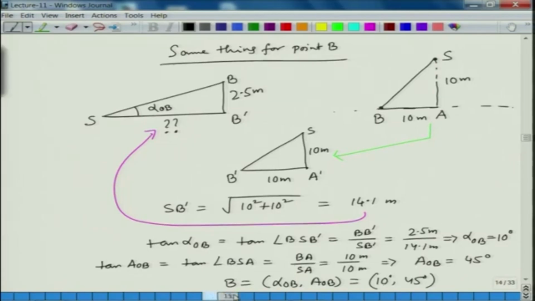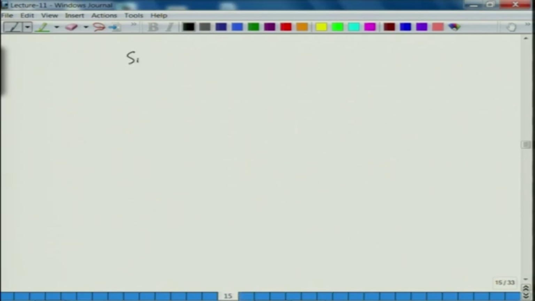Similarly, we can show for C that alpha OC and azimuth OC will be 4.52 degree and 71.6 degree. So, what we can do now is place all these values on the sun path diagram and see what overlap we are getting, and that is what we will do in the next class. And today I will stop here.